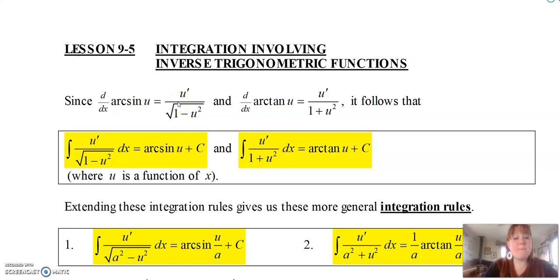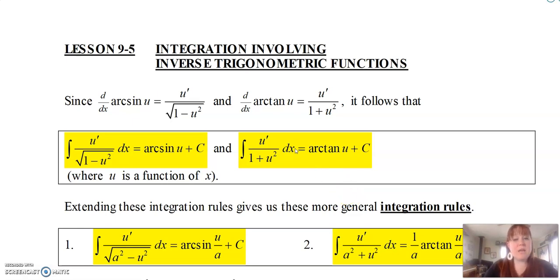So let's remember that the derivative of arcsine is u prime, because of the chain rule, we have u prime over the square root of 1 minus u squared, right? And the derivative of arctan is u prime over 1 plus u squared. And again, this u prime comes from the chain rule because the derivative of arctan of x is just 1 over 1 plus x squared. And so if u is a function, then we need to use the chain rule.